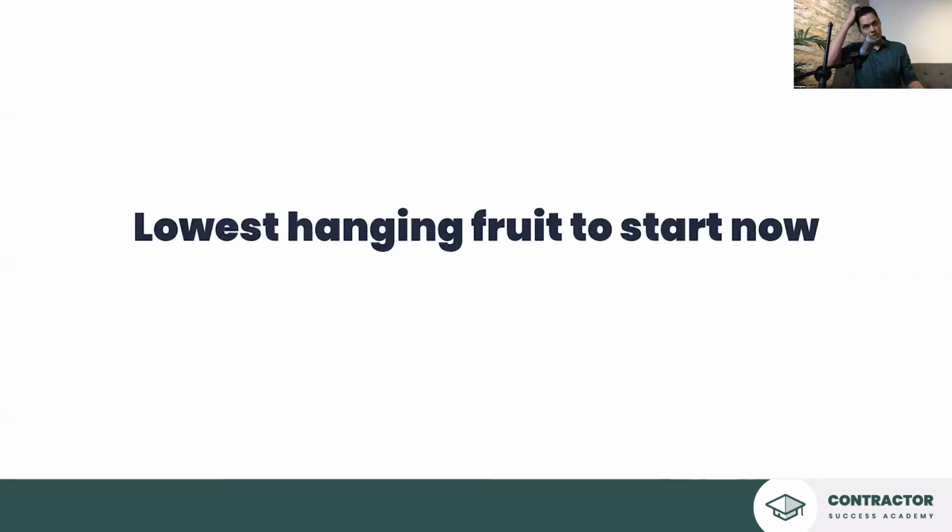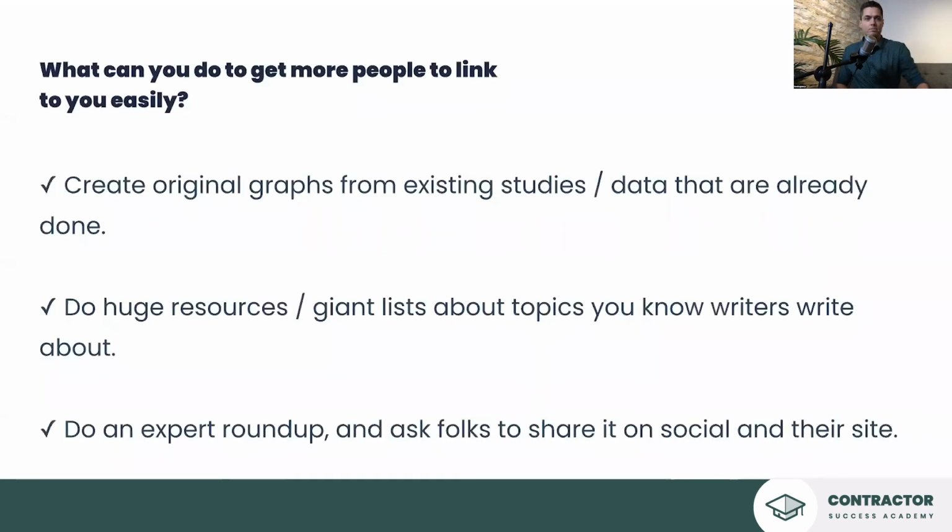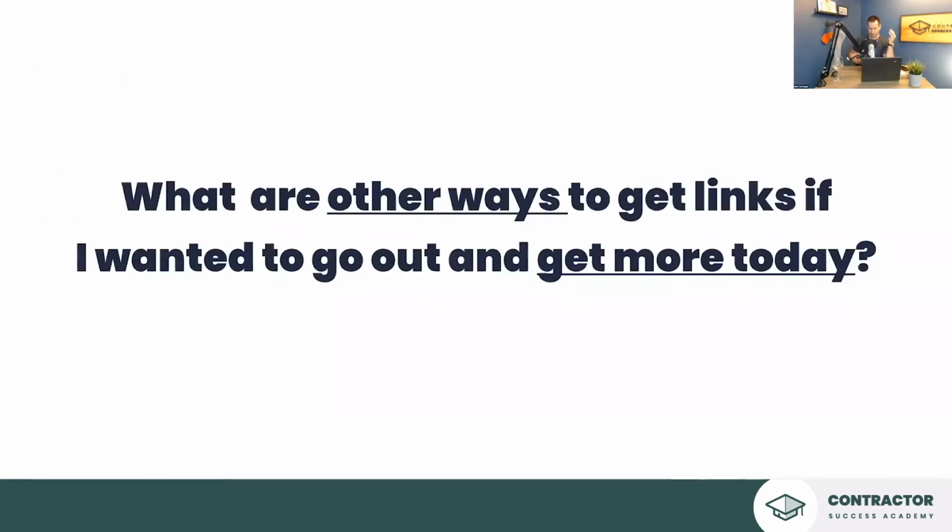But what would you do now if you just want the lowest hanging fruit? Certainly creating original graphs from existing studies and data that are already done, doing huge resources and giant lists about topics writers write about. But any kind of big comprehensive post, that's the takeaway on the content marketing side here, if nothing else, that you should be doing more big comprehensive posts and spending a lot of time on targeting those. And then doing an expert roundup and asking some folks to share it on social on their site. Yeah, that's pretty much a built-in hack.